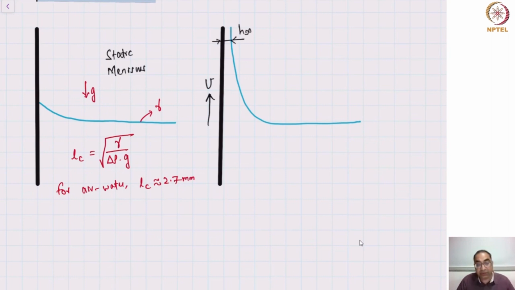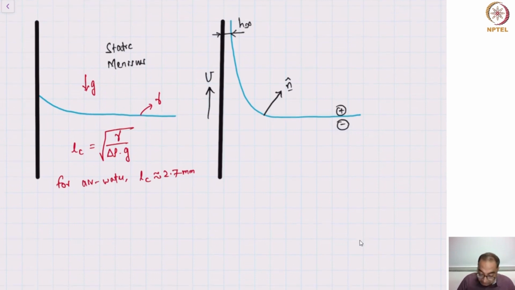Let's go back to the jump conditions that we derived. The first step in doing this is to write down the normal vector, and we will call the fluid above as plus and the fluid below as minus. We are only interested in the effect of the liquid below the interface, so we'll assume that the air above is passive. So I have a liquid whose viscosity is mu and density is rho.